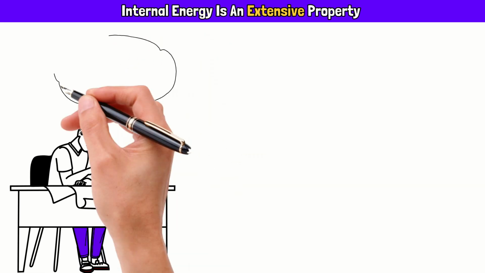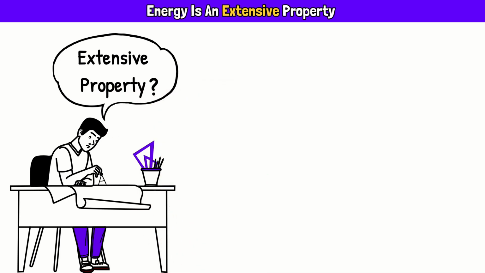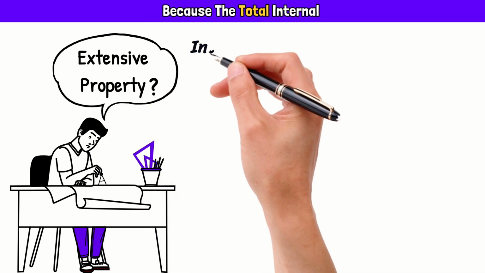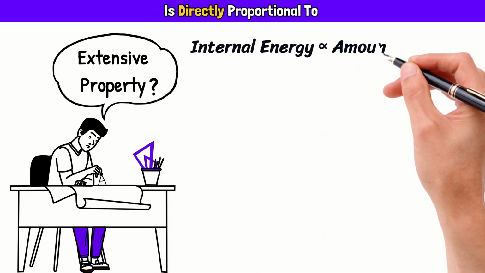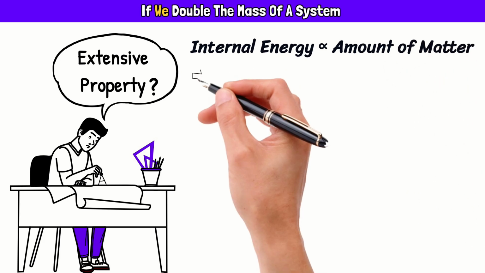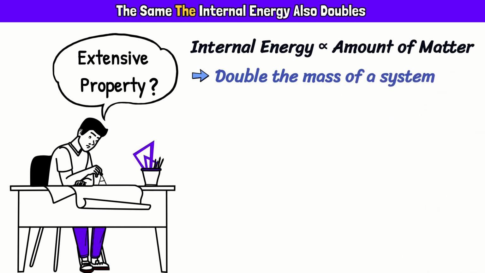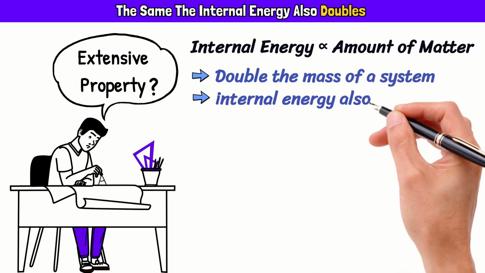Internal energy is an extensive property. Why do we say that internal energy is an extensive property? Because the total internal energy of a system is directly proportional to the amount of matter present in it. If we double the mass of a system, keeping temperature and other conditions the same, the internal energy also doubles.